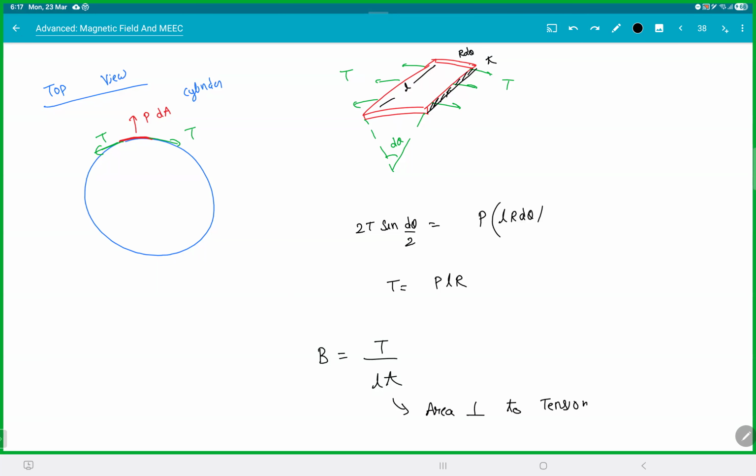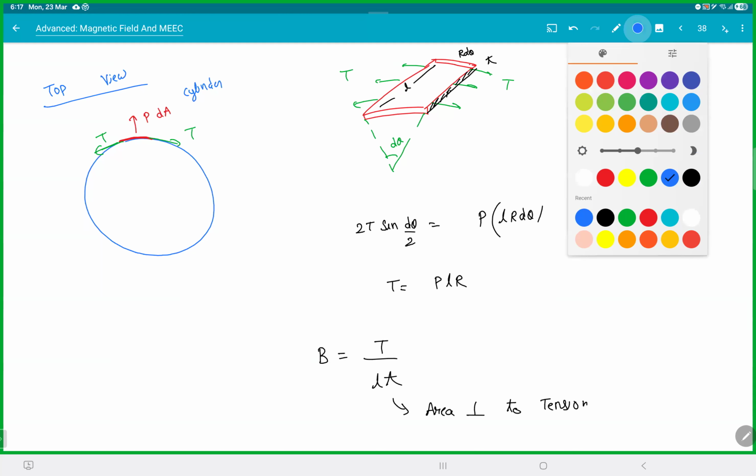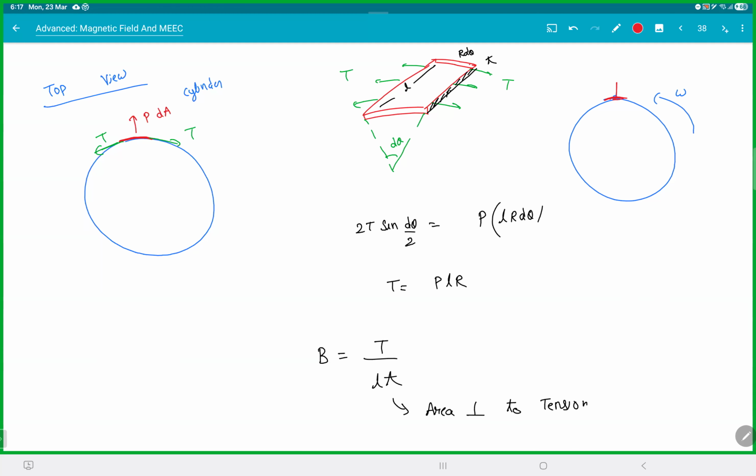So this question, how many ways can they ask you? They will say, we have a cylinder which is rotating with omega. Find omega when it pops. So what will change there? Here, in this case, you will take the centrifugal force, dm omega square r. That's one way to ask, right?